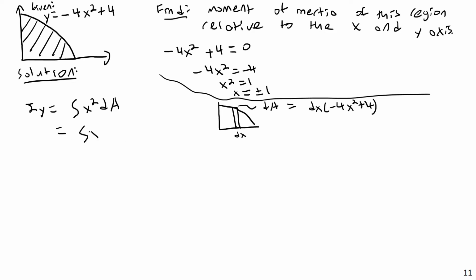So that's going to be equal to the integral of x squared times negative 4x squared plus 4 times dx, and the bounds will be from 0 to 1. And so this is just a relatively straightforward integration, 0 to 1. If I distribute that, it's negative 4x to the 4th plus 4x squared dx.